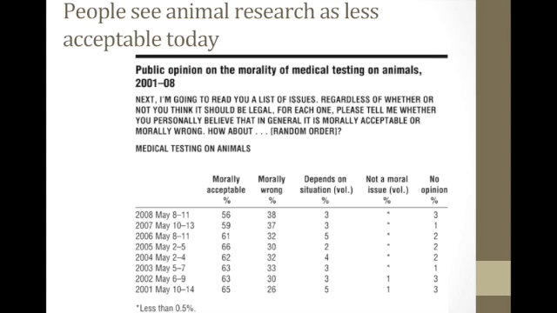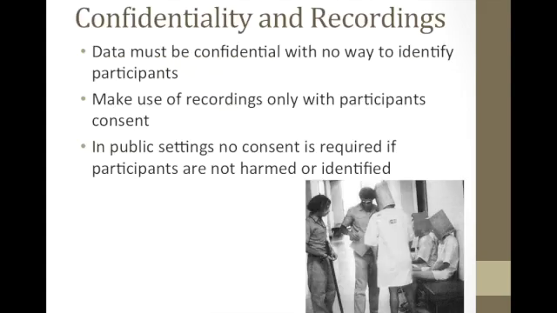Okay, so both human and animal research have procedures in place to try to protect participants. But as I was mentioning at the very beginning, one of the things that we have to assure both institutional review boards and participants is that their data is confidential, that there's no way that participants can be identified. If you're going to make recordings, either video or audio, you have to get the participants' consent ahead of time, unless they're in a public setting.